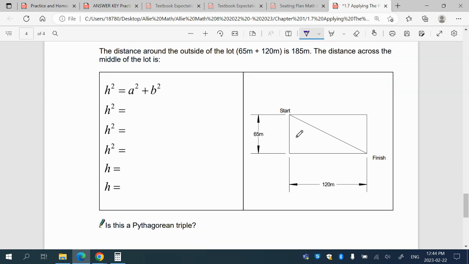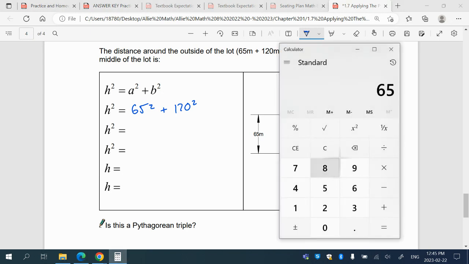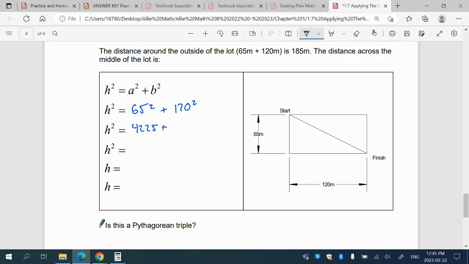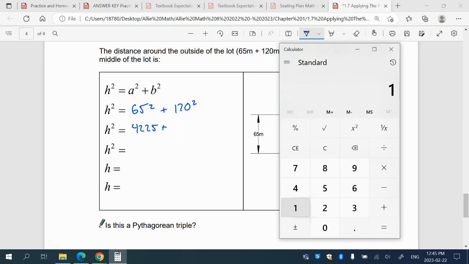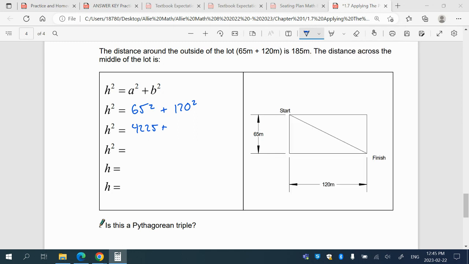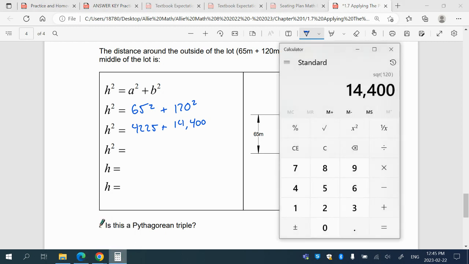Oh, good. I've made myself a nice diagram there. So h squared equals a squared plus b squared. So it doesn't matter which one we do, 65 squared plus 120 squared. I'm going to need my calculator for this. 65 squared is 4,225, plus 120 squared, 14,400. Now let's add those two up, plus 4,225, 18,625.